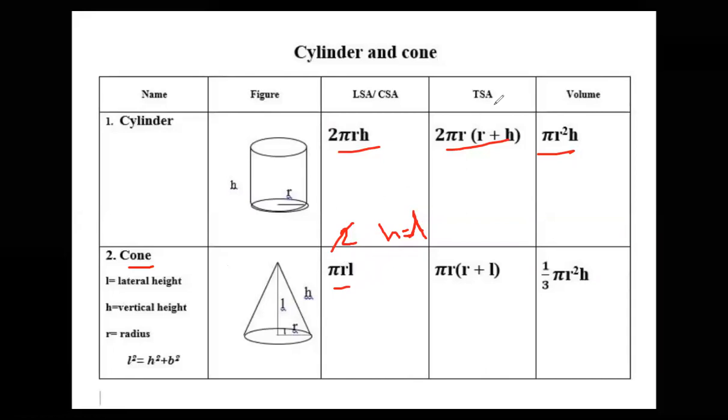Again, memorize in the same way. Cancel 2, and instead of h, write l. So pi r plus l. In this way we can memorize. This is not 1, this is l. But in case of volume, this one doesn't apply.